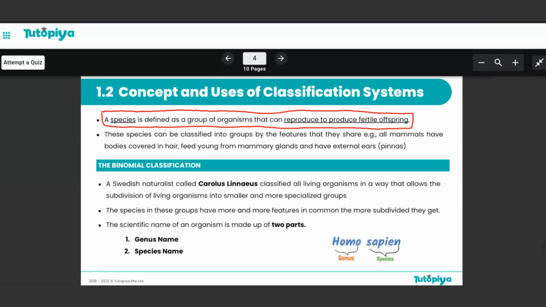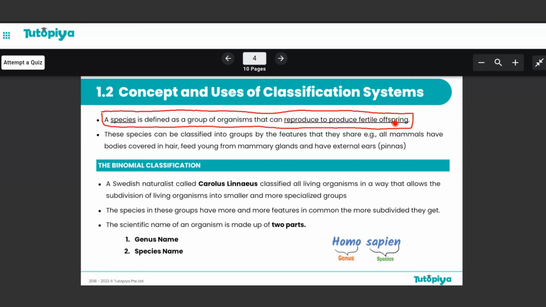Let's take a closer look at this. A species is a group of organisms that can reproduce among one another to produce fertile, viable offspring. So basically, the different species living on Earth were considered and they were classified into appropriate groups.